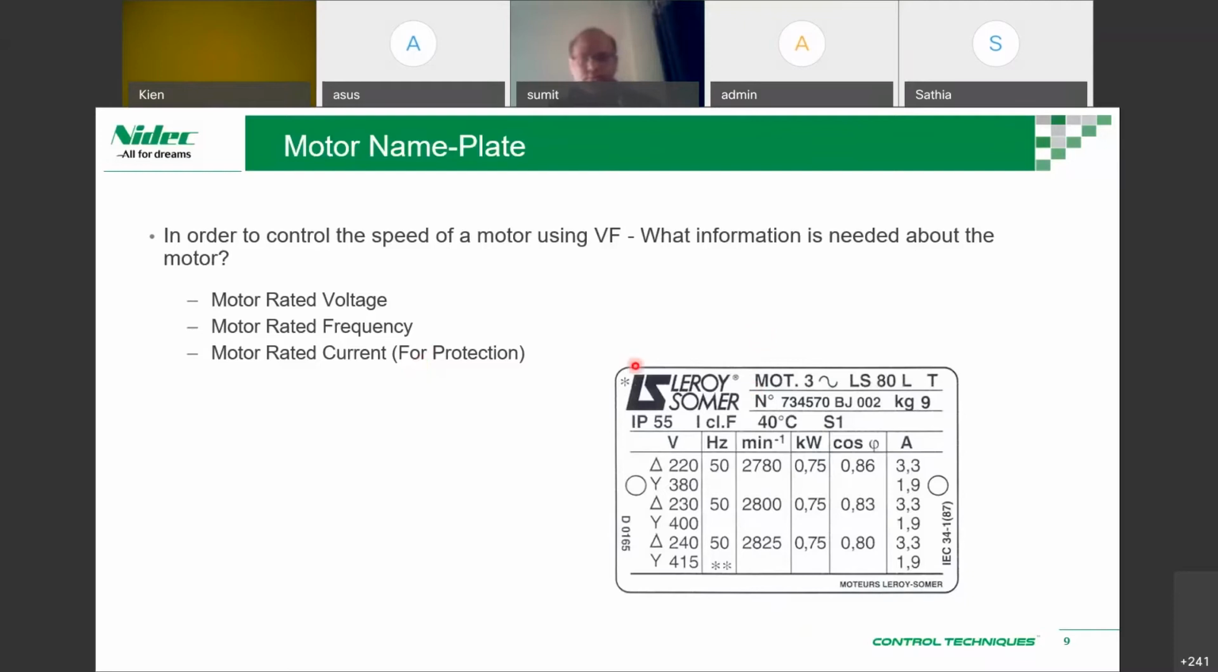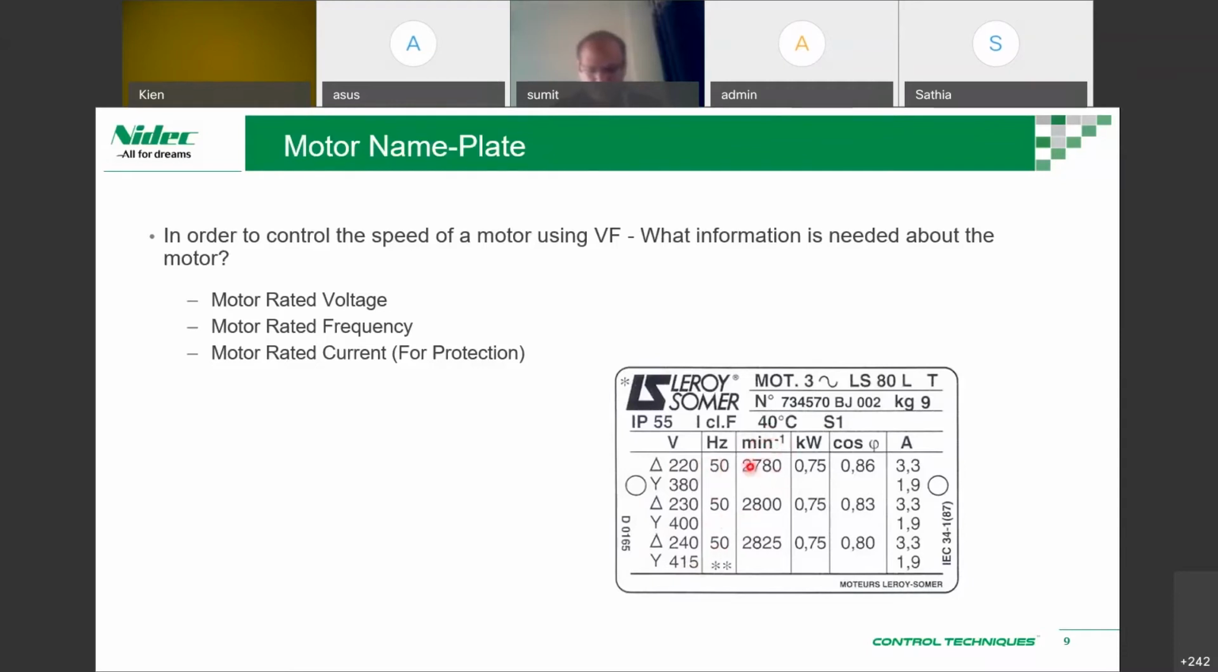This is a Leroy Somer motor. You can see delta configuration is 220 volt or 380 on a Y, or delta in 230, or star in 400. So these are different values that we can supply. If it is connected in delta, it could be used at 220 volts, 230 volts, or 240. If it's in star, you can supply 380, 400, 415. So this is what the nameplate tells us. And the frequency is 50, so the rated frequency is 50.